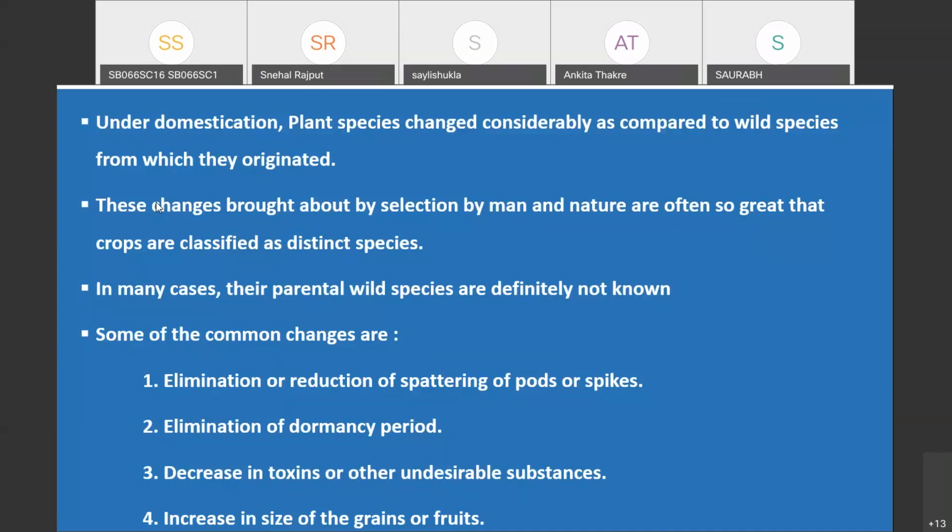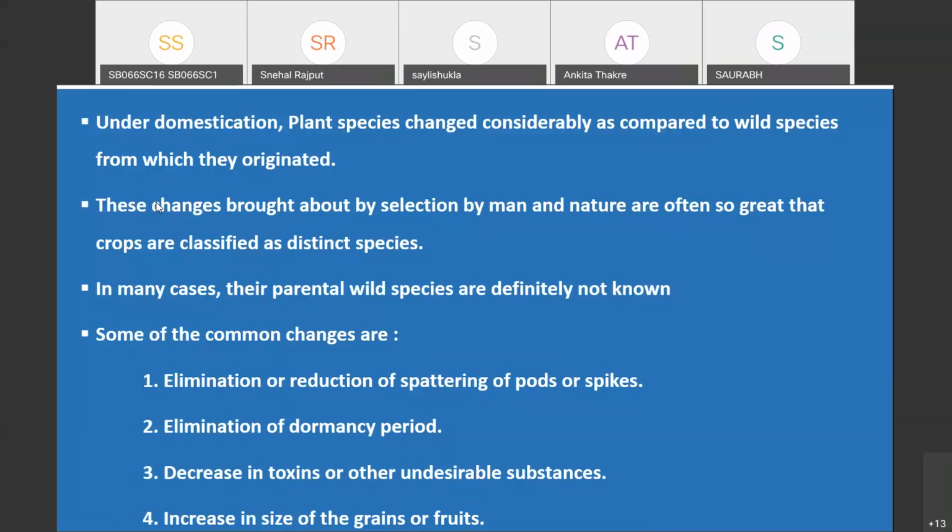It is a very slow process, but the changes take place in these crops. Under domestication, the plant species changed considerably as compared to the wild species from which they originated. These changes brought about by selection by man and nature are often so great that the crops are classified as distinct species. The changes which take place in these crops are mainly by two factors.